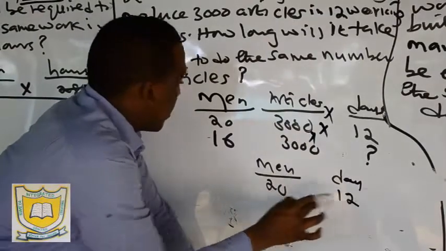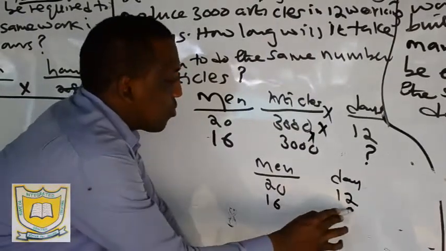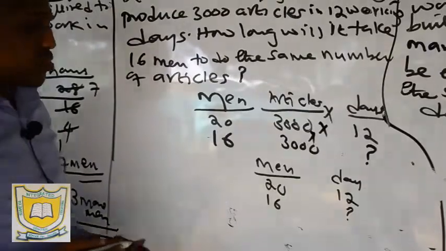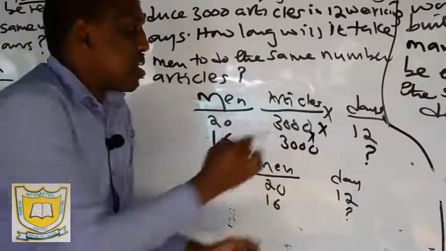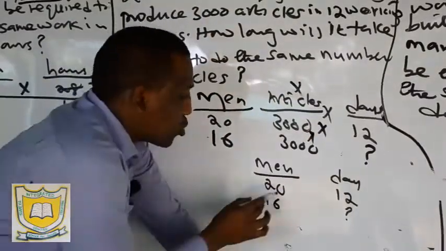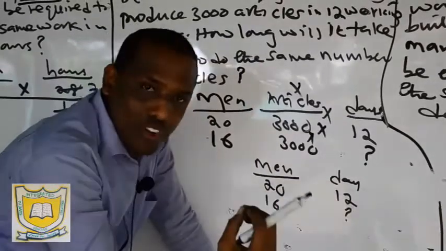In 12 days, now 16 men will take for how long? You come up with that. So they wanted to confuse you. So when they say the same, they ignore it because they cancel one another. So now 20 men can do a work in 12 days.